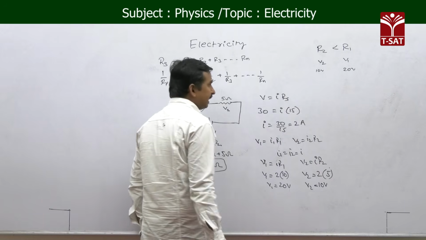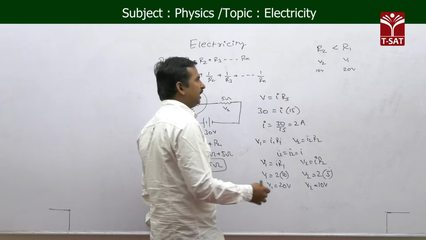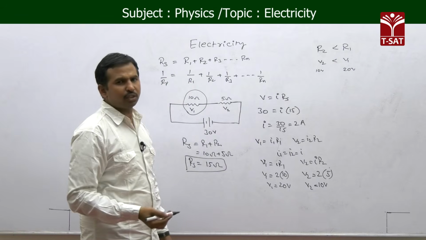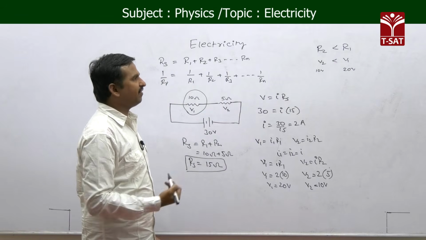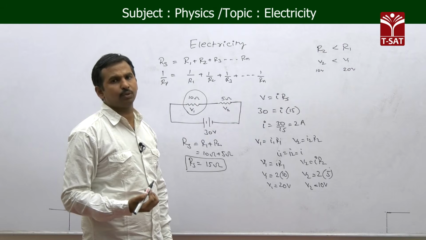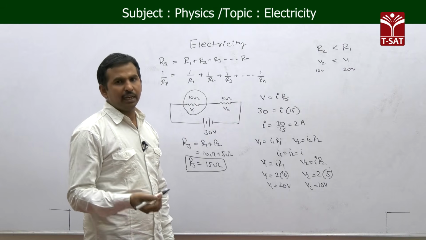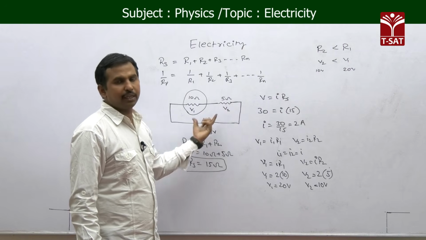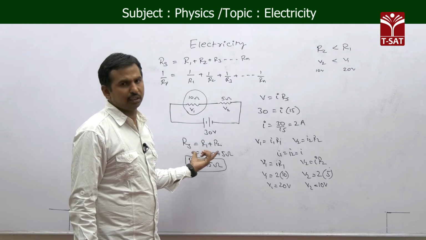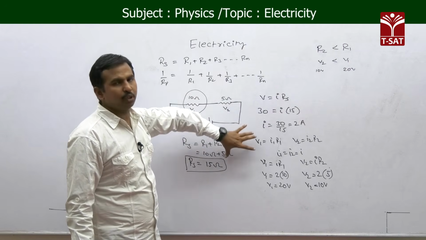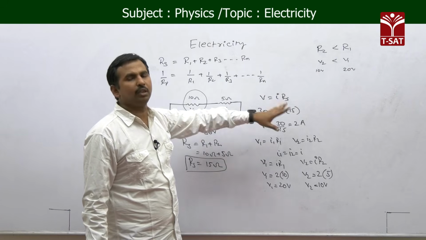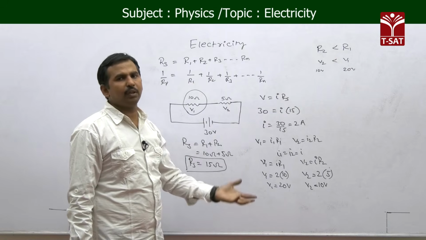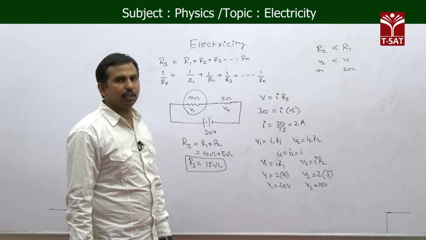So the relation between them is again the same: having more resistance, more voltage is required; having less resistance, less voltage is required. Depending on the resistance, there is a potential drop in the case of a series connection. Like this we can solve the problems if the given resistances are in series, and the same thing you can apply for parallel connection also.